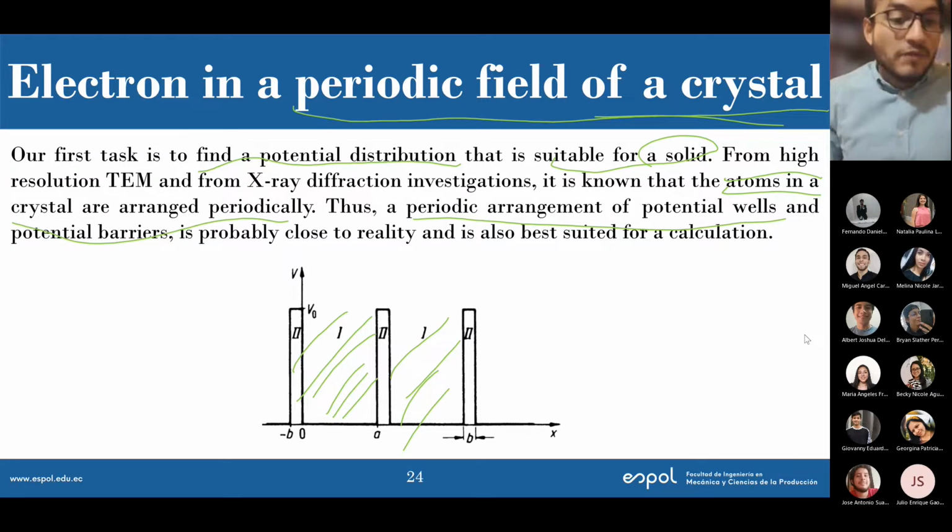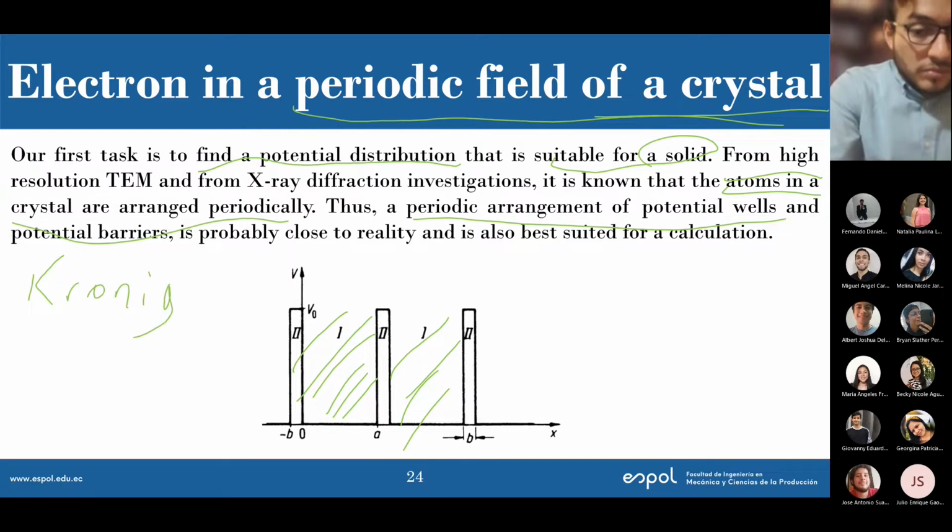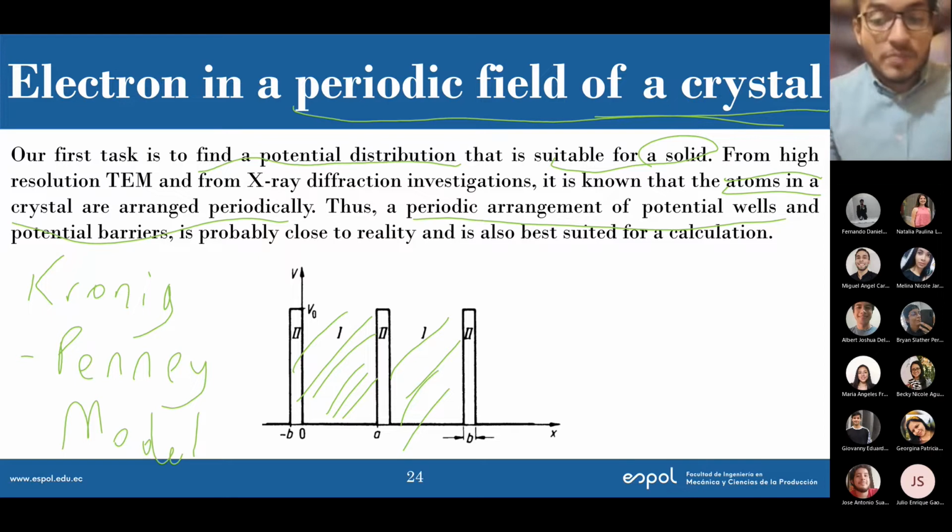This is obviously a simplified model. This is actually called the Kronig-Penney model. Okay, obviously the 1D model, no, the simplified model. Okay, so from that graph, guys, what's the length of the potential well? What's the length of the potential wells?